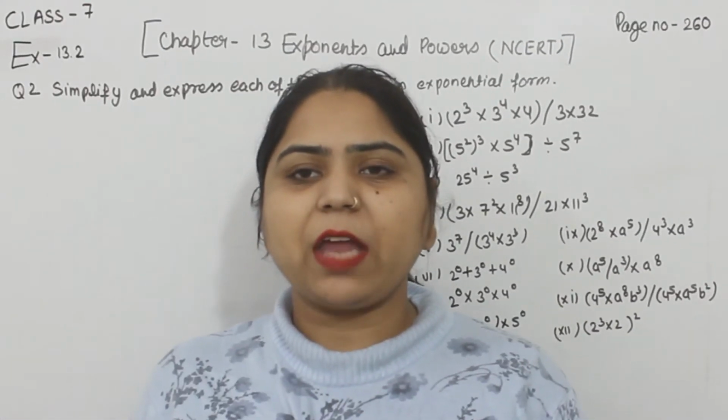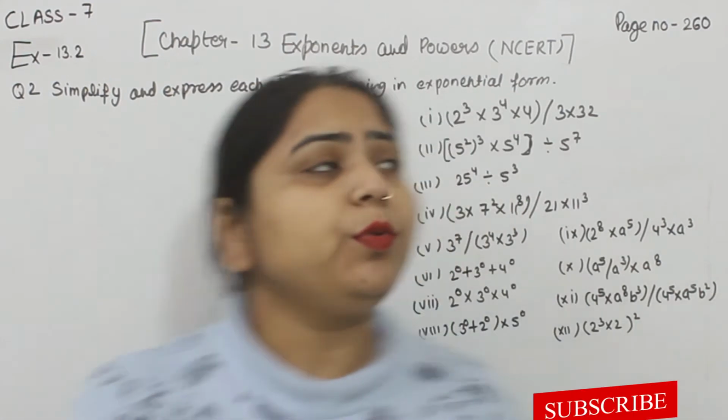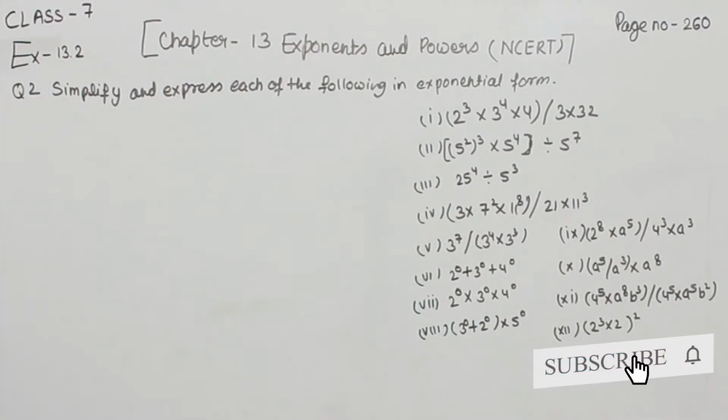This is Preeti. We are here with another question of exercise 13.2, page number 260, question number 2. Simplify and express each of the following in the exponential form. So 12 parts are given in the question. Start with the first one.